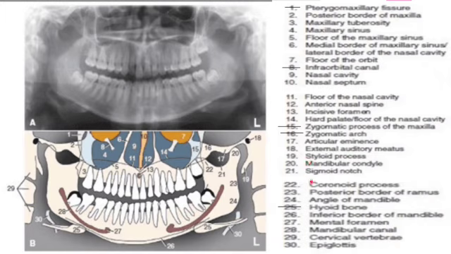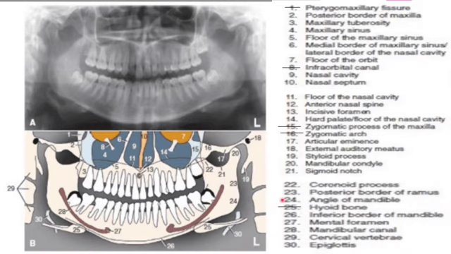Next is sigmoid notch. Sigmoid notch is marked as 21 here. So this is sigmoid notch. It's between the coronoid and the condylar process. So in the radiograph, this is the sigmoid notch. Next is coronoid process. So you can see the coronoid process. This is the coronoid process. The picture is marked as 22.